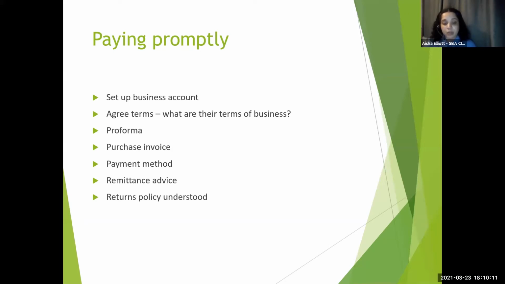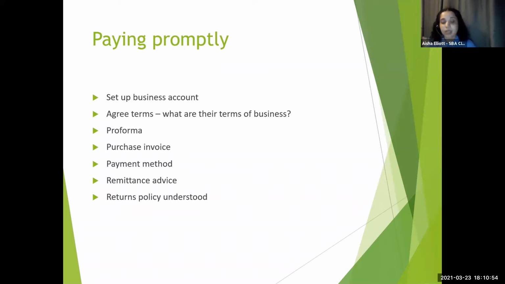Ensure that you are provided with a purchase invoice. So this will show what was owed, how to pay it. And remember that you will need to keep this paperwork on file for at least 6 years. Establish a payment method that works for everyone. And once payment is made, you may decide to provide the supplier with remittance advice. So this is a form that will show when and how payment has been made, so that the company you're buying from can search their records and see that money coming in.